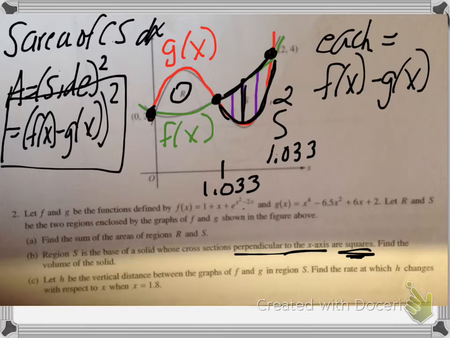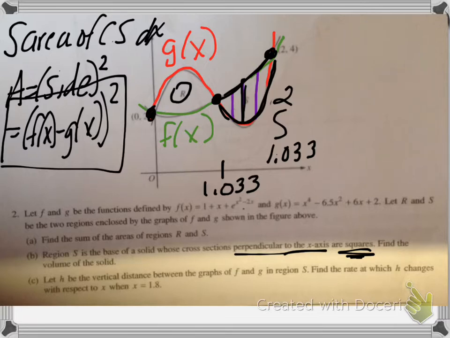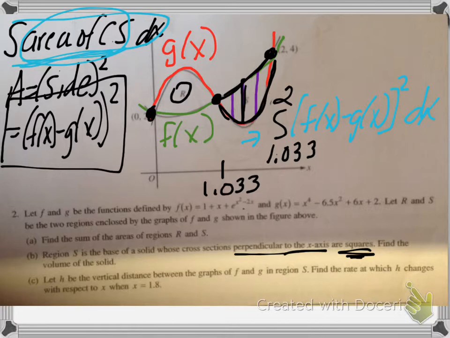Okay, so now let's put it all together. So I have an integral. My integral goes from 1.033 to 2. Now I need the area of the cross section, which is just f of x minus g of x, all squared, dx. Okay, and you're going to pop that into your calculator, and you should get 1.283.